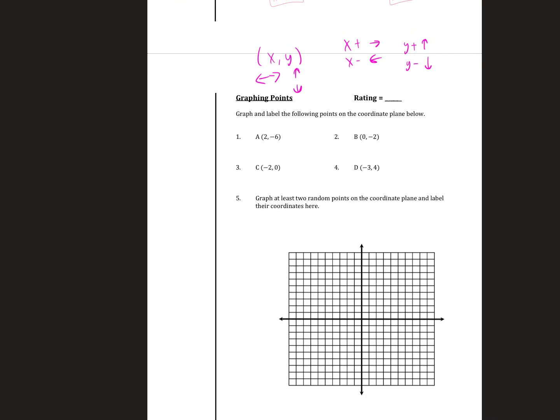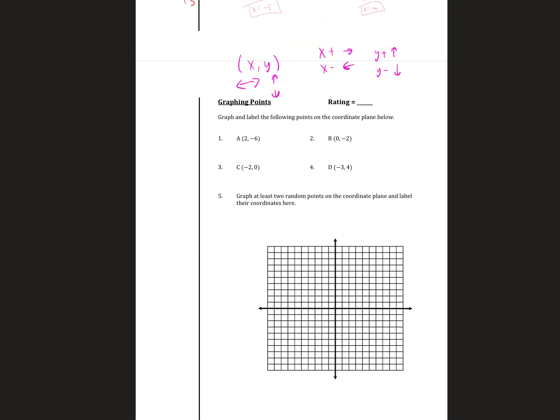So let's go ahead and try this here. So we have A, 2, negative 6. Well, x is positive 2, so we're going to go right 2. And then y is negative 6, so we're going to go down 6. So right 2, down 6. 2, 3, 4. That's going to be point A. All right. Why don't you guys try a couple more if you're not sure. Now we've kind of done one, but otherwise we'll keep going.